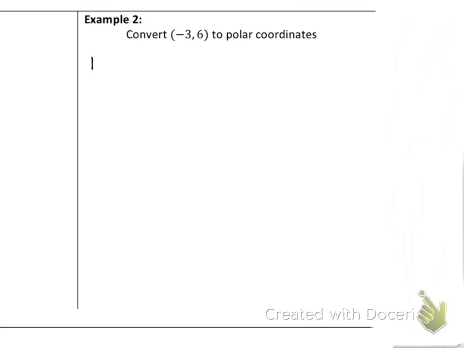Our first step is to find our R value. So our R value is going to equal the square root of x squared plus y squared. So that's negative 3 squared plus 6 squared. Well, that's just going to equal the square root of 9 plus 36, which is the square root of 45. Done with half the problem.